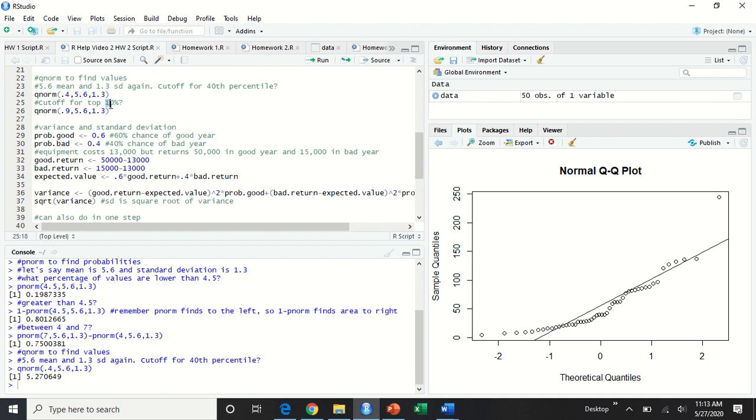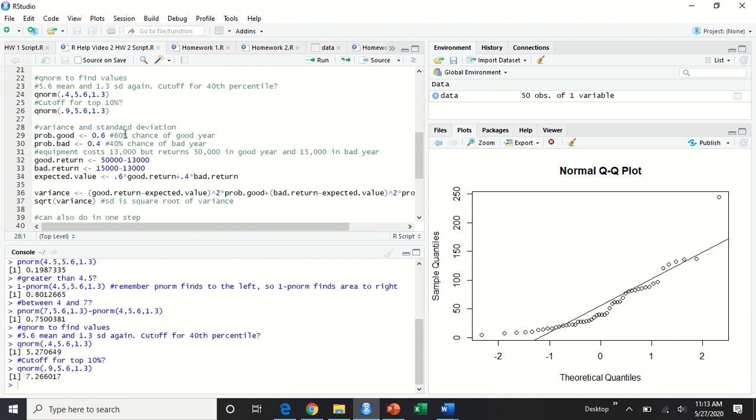I included this because you should always pay attention to the wording and be aware of the fact that you won't just type in whatever number it says. The 90th percentile would be about 7.27.